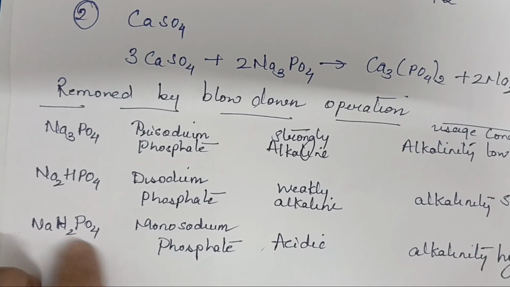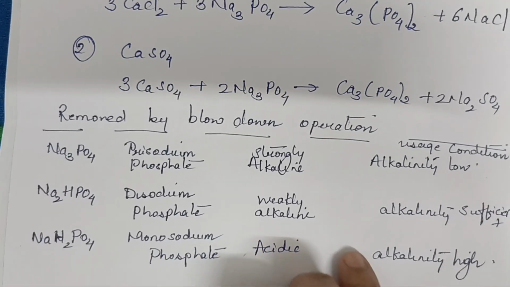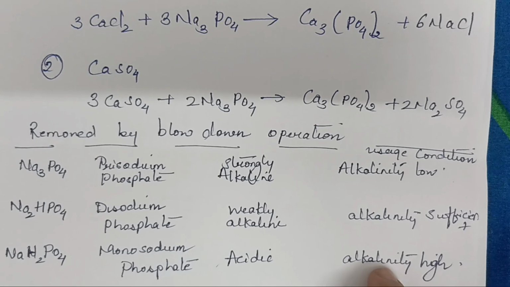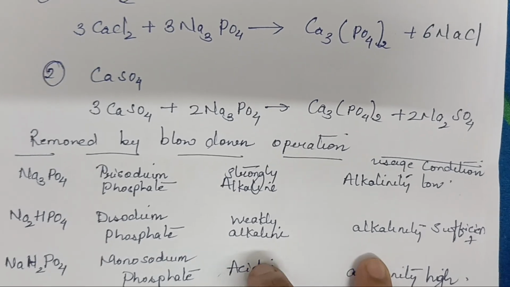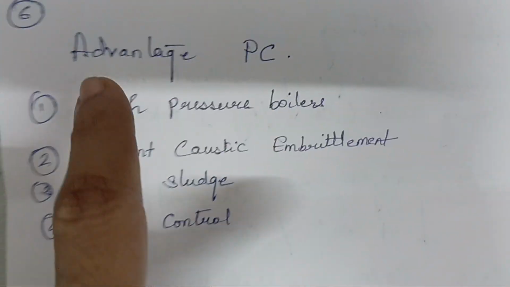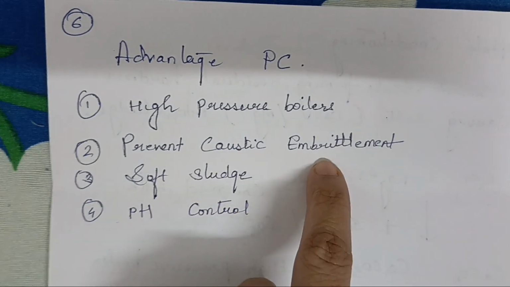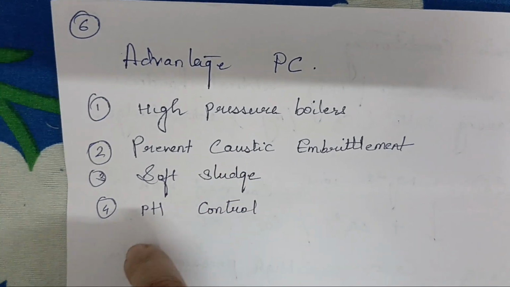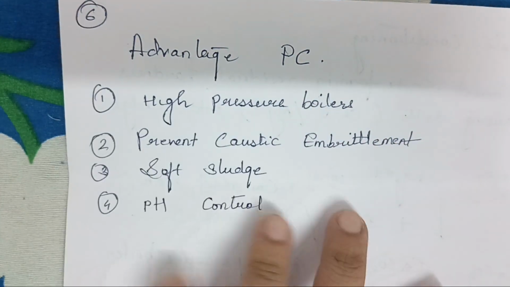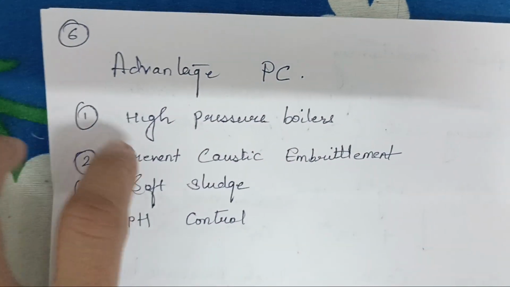And NaH2PO4, monosodium phosphate, is highly acidic because there are two hydrogens, and it will be used in boilers which have high alkalinity, okay, because acidity is there, so we have to balance it with a high alkaline boiler condition. So what is the advantage of phosphate conditioning? It can be used in high pressure boilers. It will prevent caustic embrittlement, it can create soft sludge, and it can give pH control, right? So these are the four basic kinds of phosphate conditioning in the internal treatment.